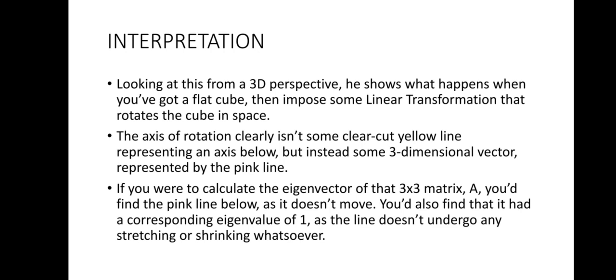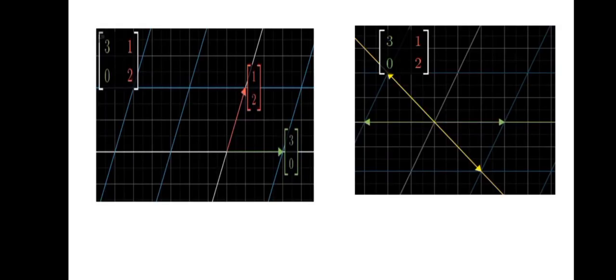Looking at the 3D perspective, what happens when you have a flat cube and impose some linear transformation on that cube that rotates it in space? The axis of rotation is clearly a yellow line representing an axis, but the three-dimensional vector is represented as a pink line. If you calculate the eigenvectors of the 3 by 3 matrix A, you would find the pink line, as it does not move. You would also find that it has a corresponding eigenvalue of 1, as the line doesn't undergo any stretching or shrinking whatsoever.